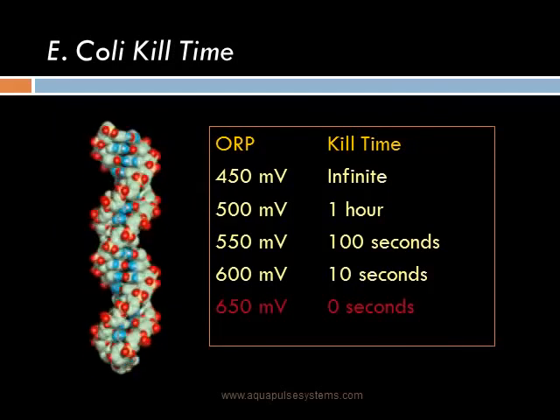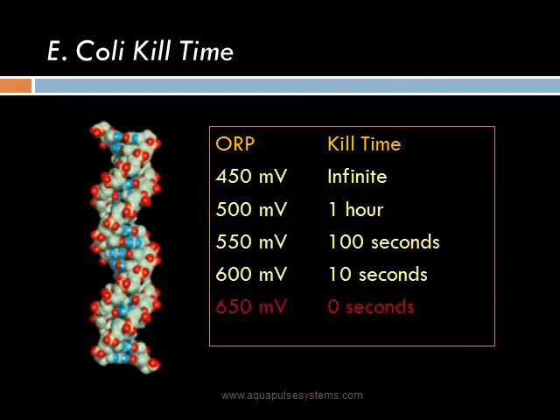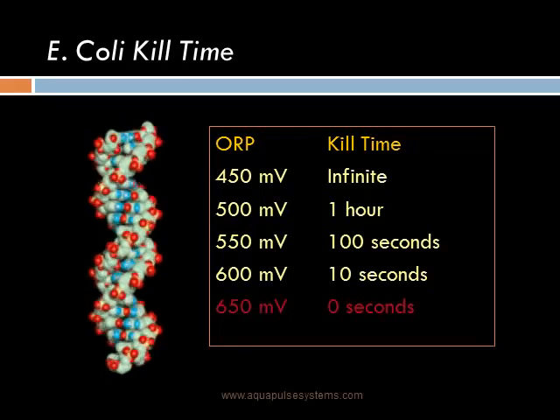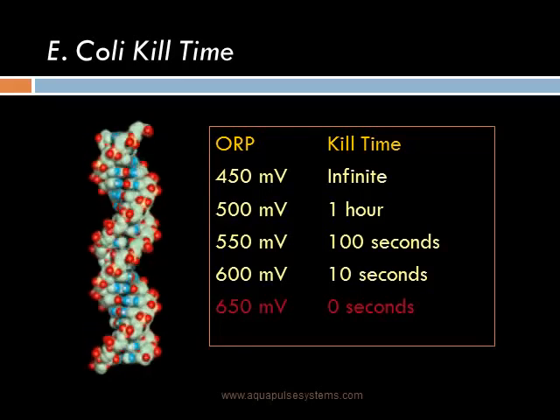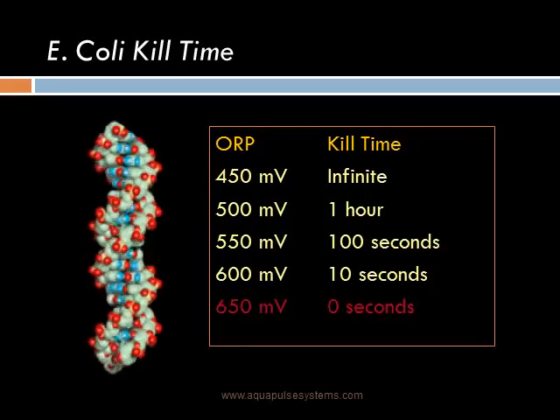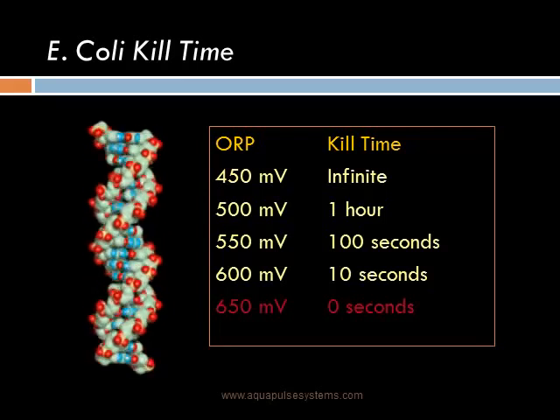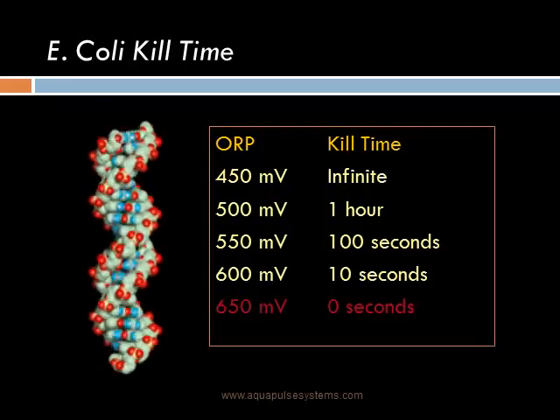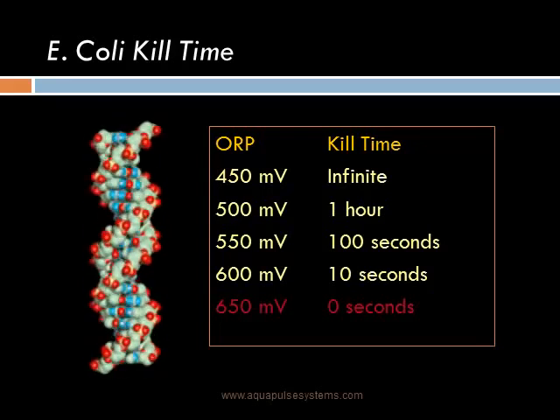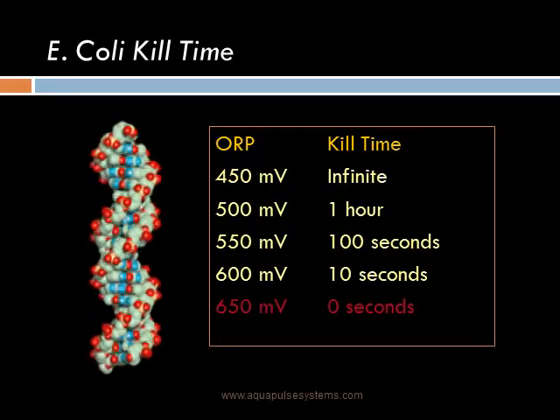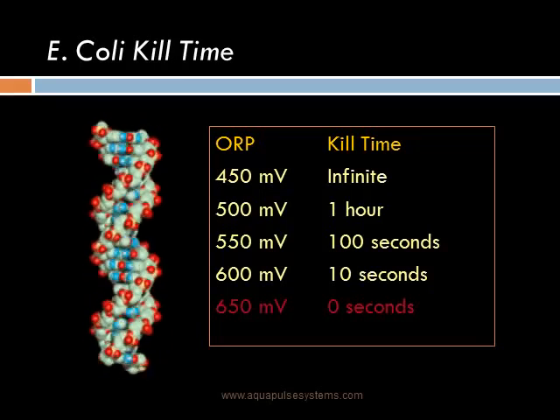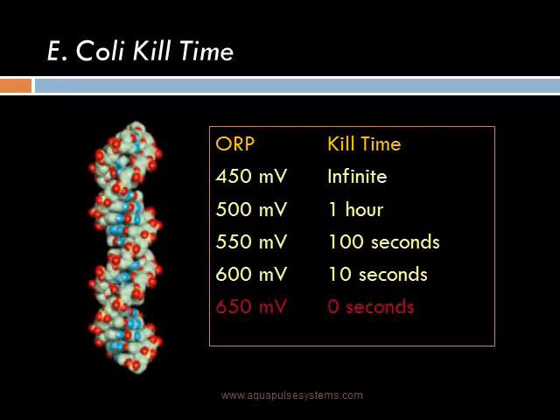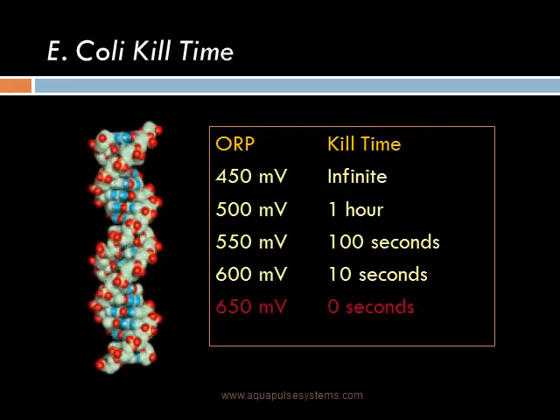There is a tug-of-war for these electrons between the oxidizer and the cell. In this example of E. coli, at an ORP of 450 millivolts, it will take a long time before it will be killed. At 500 millivolts, it takes an hour of contact time. At 550 millivolts, it takes almost 2 minutes. At 600 millivolts, it is 10 seconds, and at 650 millivolts, it's instant or on-contact kill.